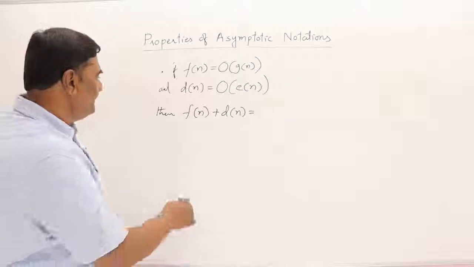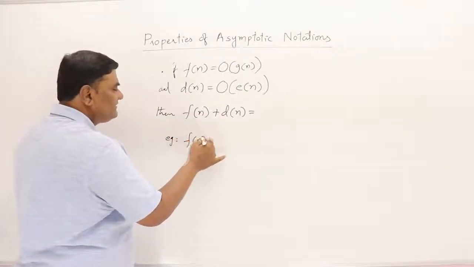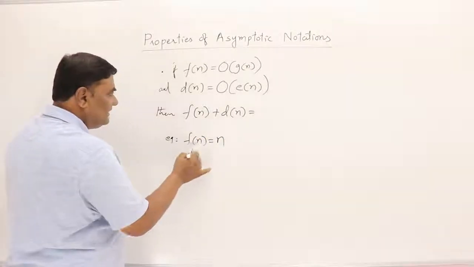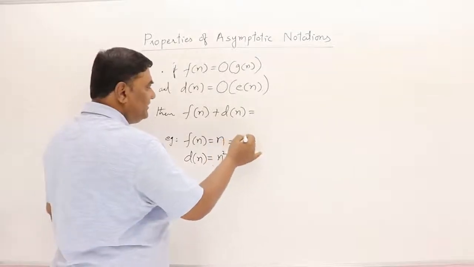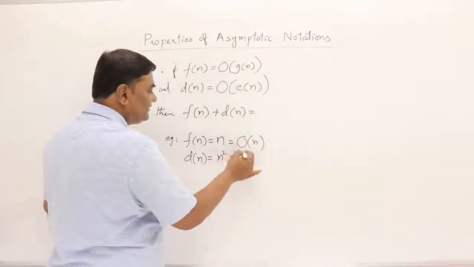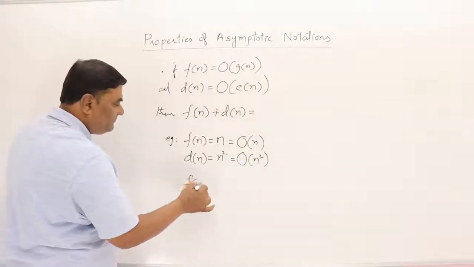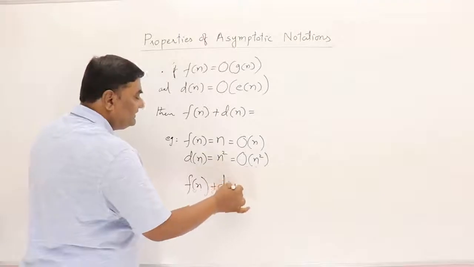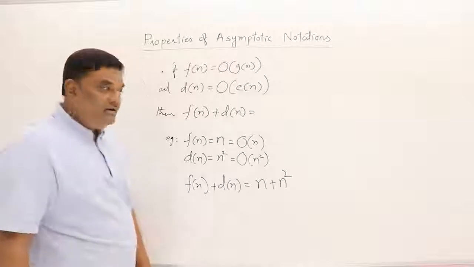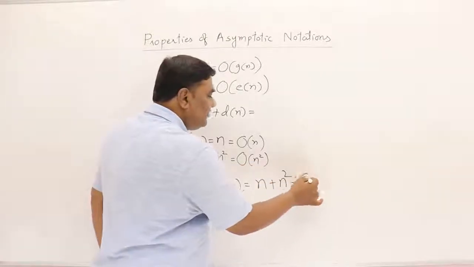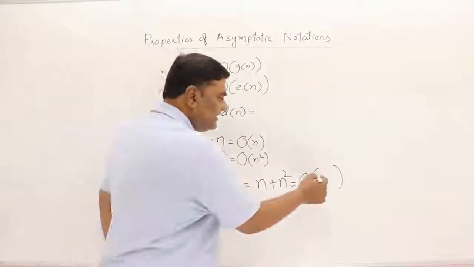Let us take an example and check. Example, f of n is n and d of n is n square. Then for this one, big O of n, and for this one, big O of n square. If I write f of n plus d of n, then what will this be? n plus n square. Then this is big O of what? The greater term is n square, so it will be n square.